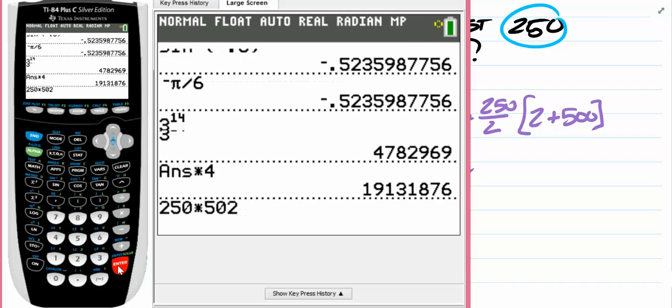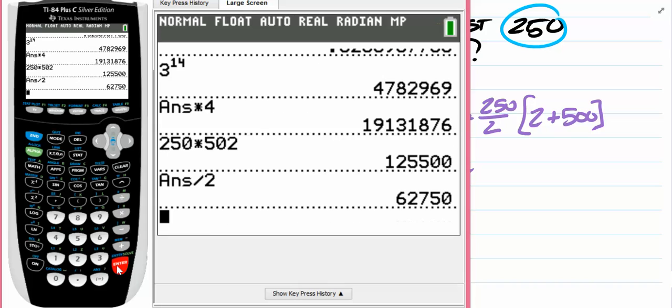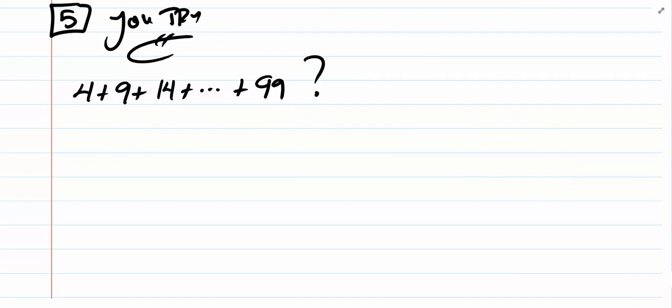So I'm thinking I'm getting the answer of 62,750. Wow, that's fast. 62,750. So the sum of the first 250 positive even integers is 62,750. That's pretty sweet too. Okay, here you go. I'm giving you a sequence. The sequence is arithmetic. It goes 4 plus 9 plus 14. It stops all the way up at 99. How much is that going to be worth when you add it all up?